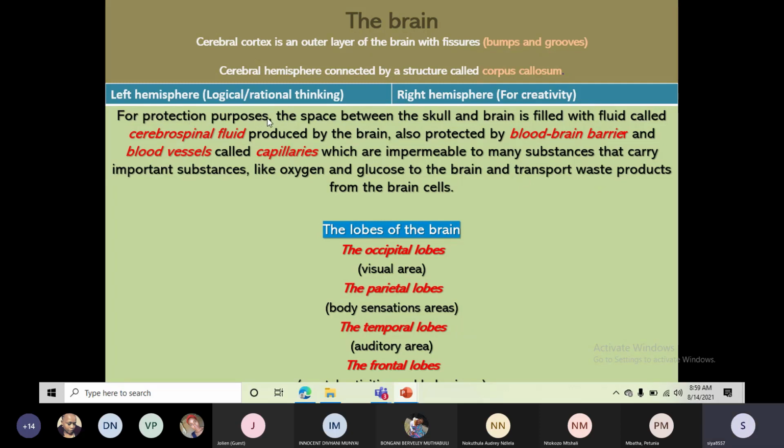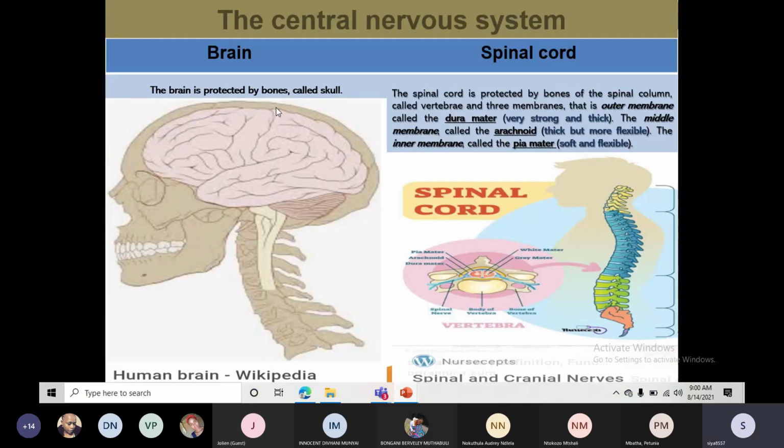For protection purposes, the space between the skull and the brain is filled with a fluid called cerebrospinal fluid. This is the skull and this is the brain. They are not connected, and they are not supposed to clash. As you can see, this is the pons and the spinal cord, carrying the brain so that it won't touch the spinal cord. There's a fluid surrounding the brain and the spinal cord to make sure that the brain and the skull don't clash.